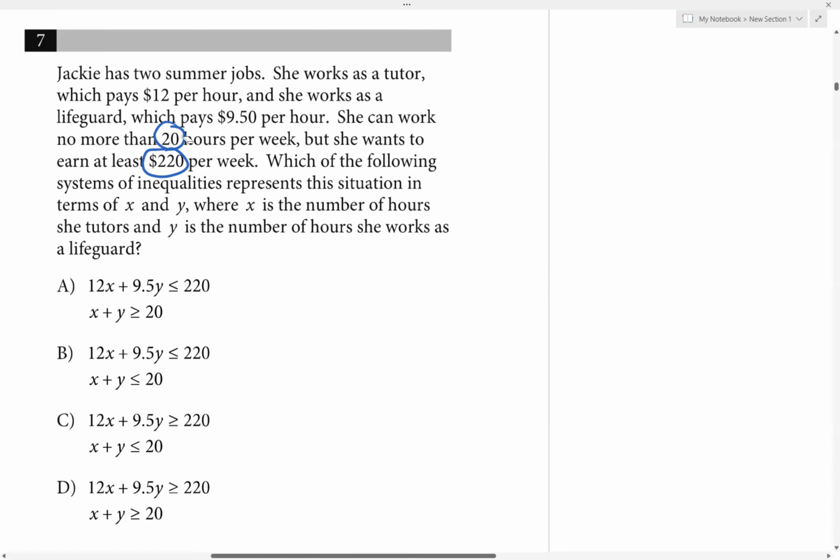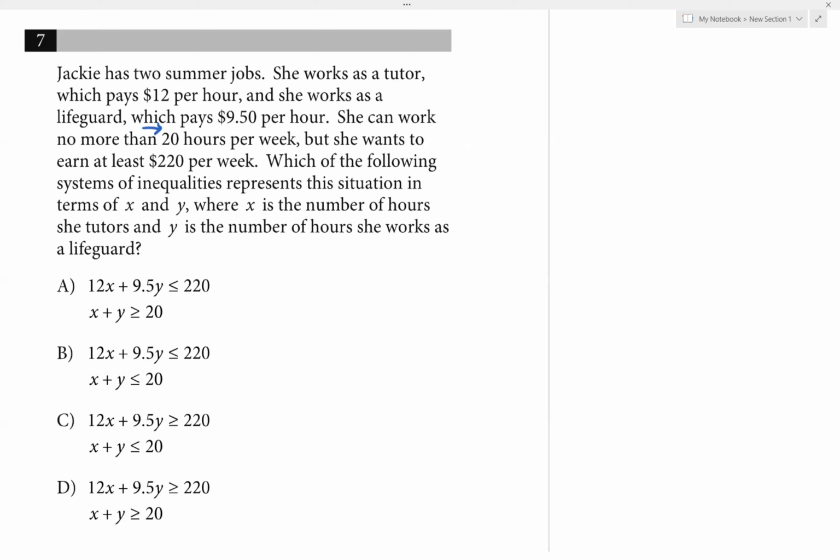Okay, so let's think about the number of hours. So she worked no more than 20 hours. So that means the total number of hours she worked had to be less than or equal to 220, right? Is the maximum is 220, right? So it had to be either smaller than, excuse me, 20 hours, not 220. Okay, so the total number of hours had to be less than or equal to 20, right? So it had to be either smaller than 20 or equal to 20.